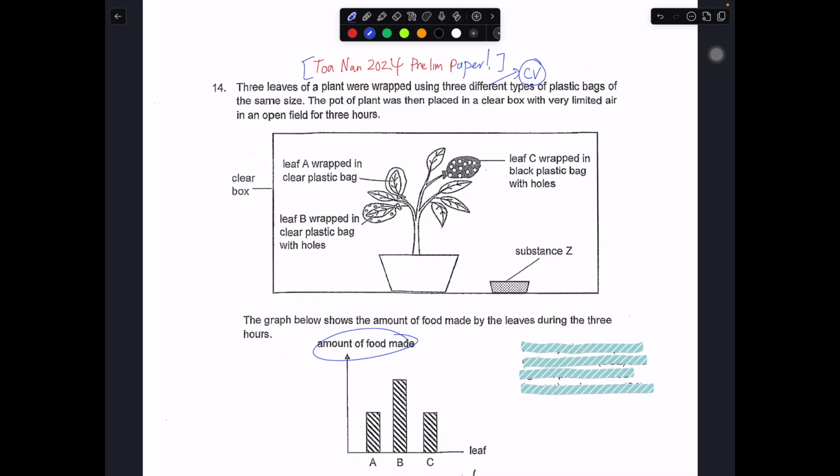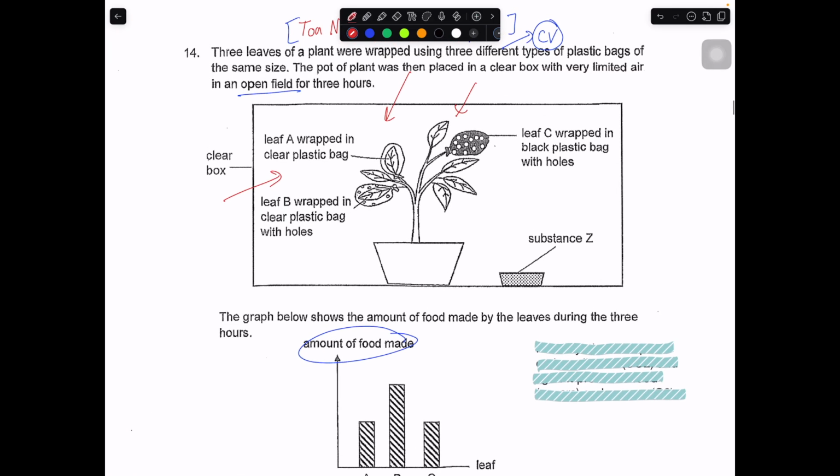Okay, so the pot of plant will then be placed in a clear box with limited amount of air in an open field. So that means the light can pass through into the box, allow the leaf to photosynthesize. But let's take a look at the condition again. So A, clear plastics, so you will have light but limited air.